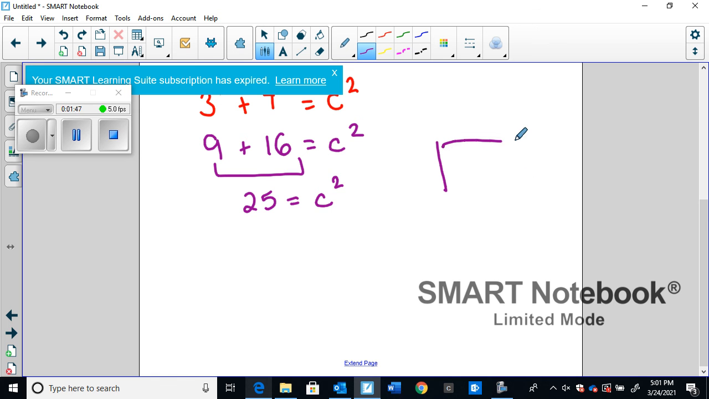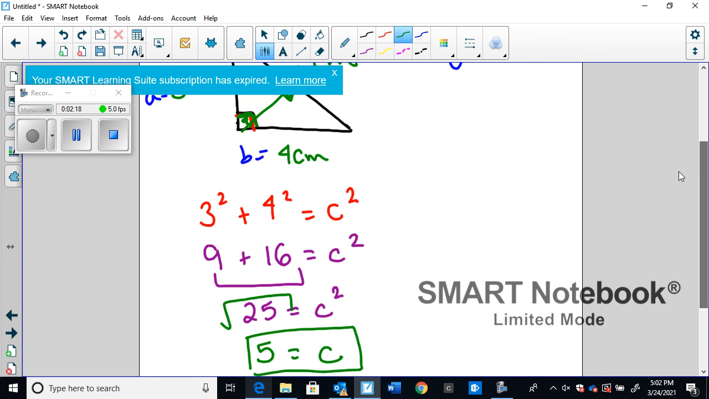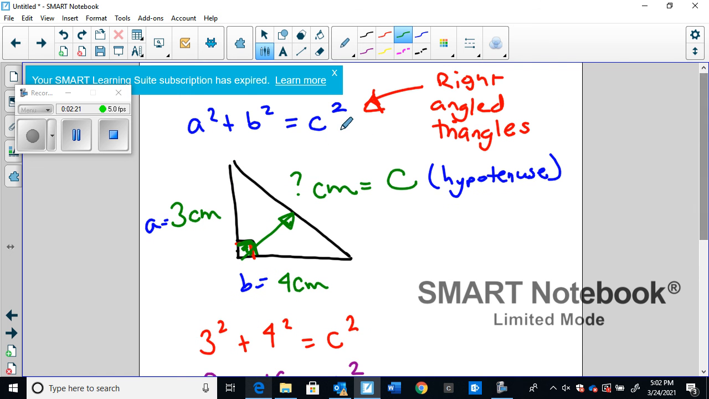But remember, C squared is the area of a shape. We want the side length, okay? We want the length of that hypotenuse. We don't want the area attached to that hypotenuse. So how would we go backwards when we're going from area to a side length? Well, to figure out what number times itself gives me 25, we're going to square root it. When we square root 25, we get 5, and that's going to give us C. So this side length that was unknown is going to be 5 centimeters. Right? And that's how we'd get that unknown.